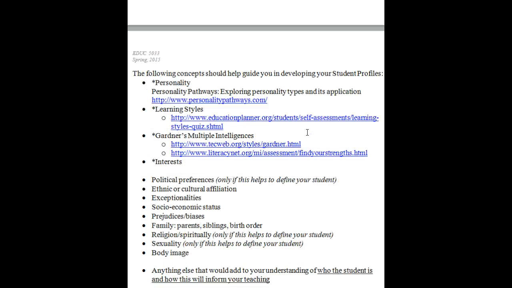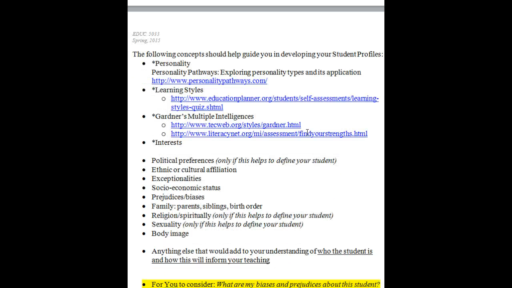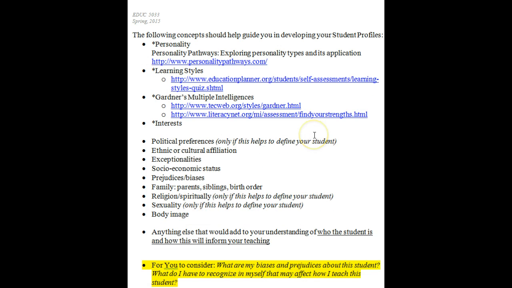I've made a list of the following concepts, and you will recognize these as ones that you used in your self-study. As you look at your student, you may have different ways to look at this, and this is okay. You will notice that I have, by the first four, the personality, learning styles, Gardner's multiple intelligences, and their interest, I have an asterisk by this. You definitely have to include these four areas because I think these four areas give you a lot of information.